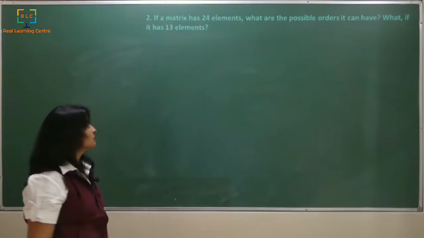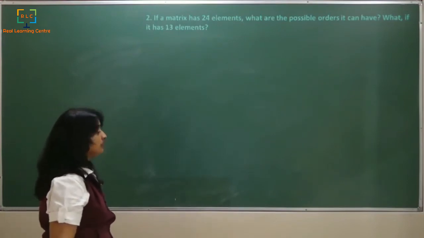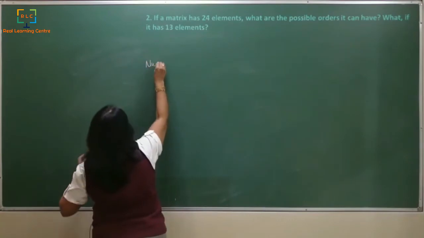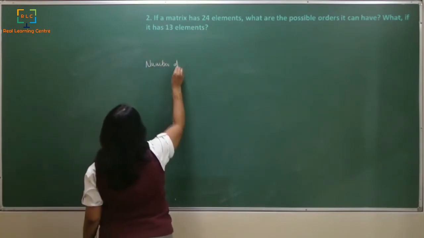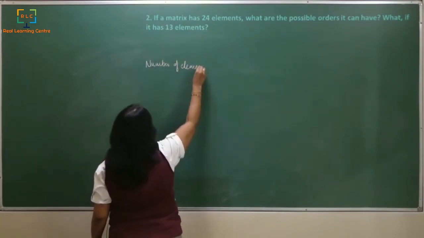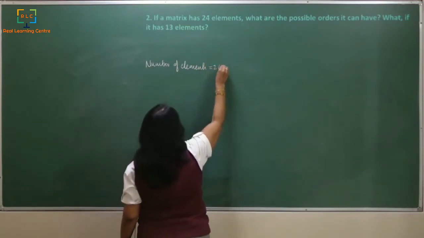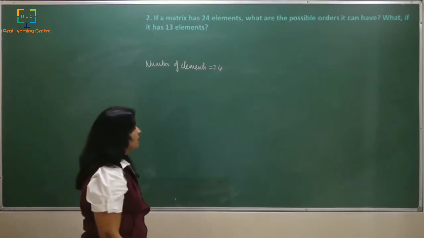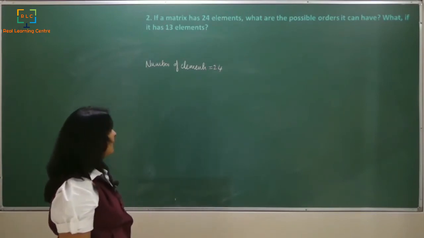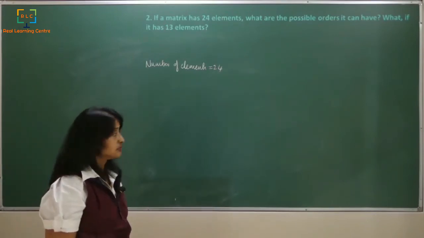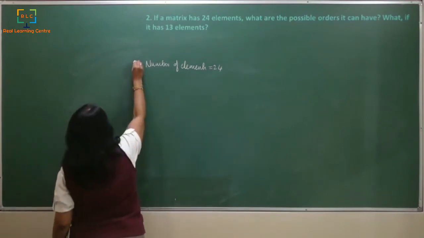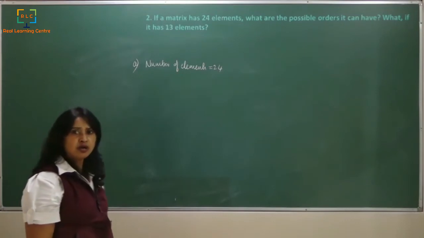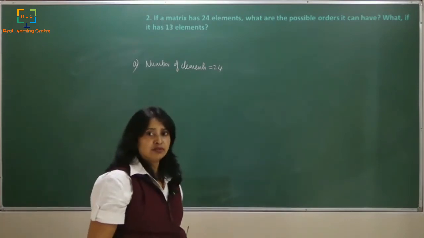Okay, here goes the next question. If a matrix has 24 elements, they have given the number of elements. What do you want? What are the possible orders it can have? What if it has 13 elements? So this is the first part of the problem, I'll call it A. Number of elements is 24. What all orders can you have using 24?